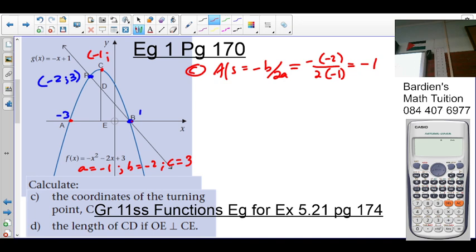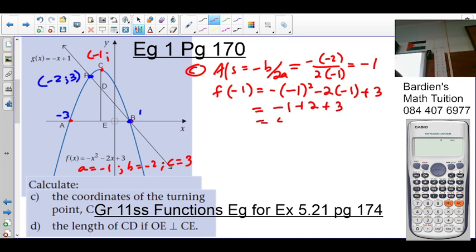So what do I do with that? I substitute it into the equation of f of x. So f of negative 1 is equal to minus negative 1 squared minus 2 into negative 1 plus 3. That's again going to give us negative 1 plus 2 plus 3, which gives you an answer of 4. Therefore, C is (negative 1; 4).